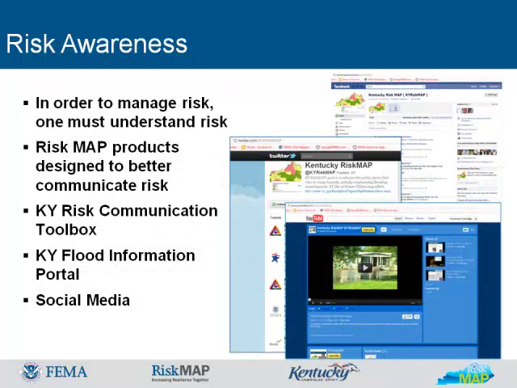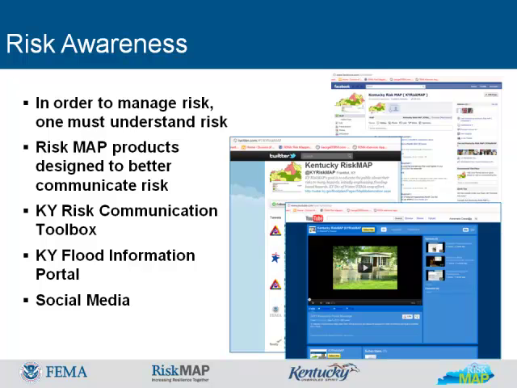In addition to the products available from FEMA, the Kentucky Division of Water is developing a Kentucky Risk Communication Toolbox. Portions of the toolbox can be found on the Kentucky RiskMAP channel on YouTube. In addition, the Kentucky Flood Information Portal is being developed and will provide the FIRM and FIS as well as supporting engineering analysis for regulatory products.